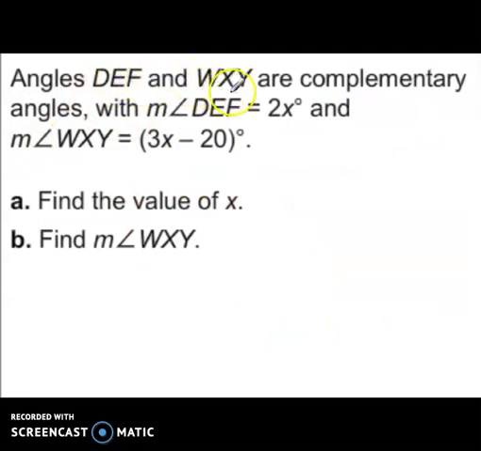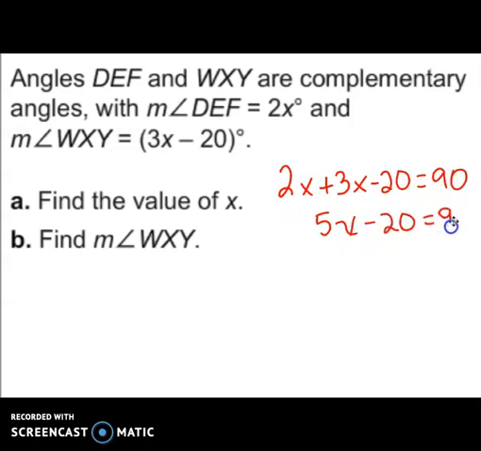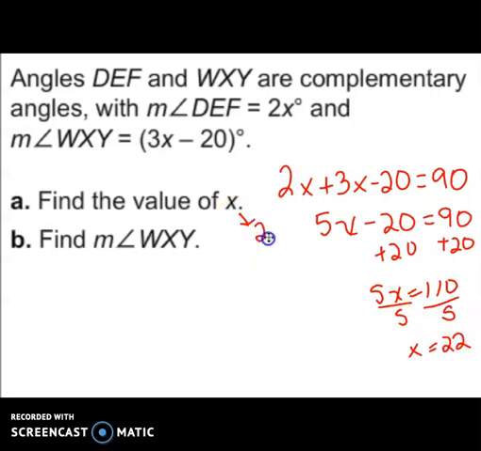Angles DEF and WXY are complementary. The measure of angle DEF is 2x, and the measure of angle WXY is 3x minus 20. So if we know they're complementary, their sum must be 90 degrees by definition. We combine our like terms, so we get 5x minus 20 equals 90. We add 20, we get 5x equals 110. We divide by 5, and x is 22. So that is the value of x.